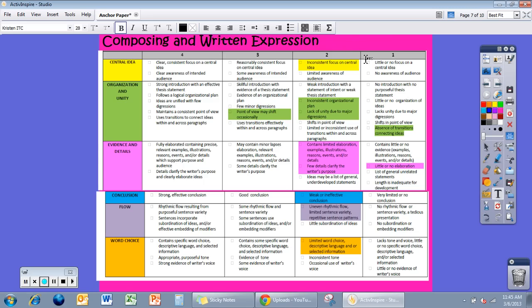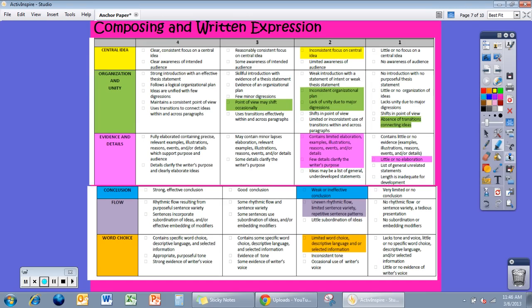All right, now let's look at the rubric. Now this is just on composing and written expression. Notice that there are 6 different categories or domains that they are going to be looking at, and there is a top score of 4 in each of those domains. So 4 is what you want to shoot for. You want to stay in this left-hand column here.